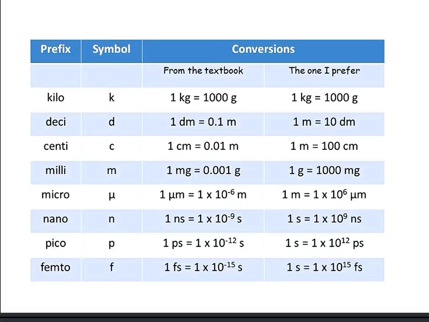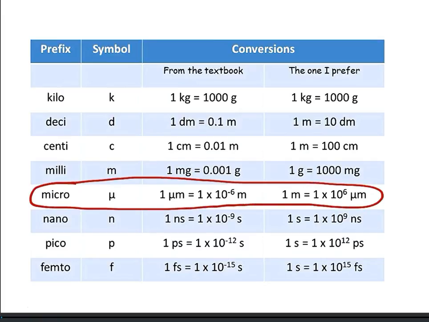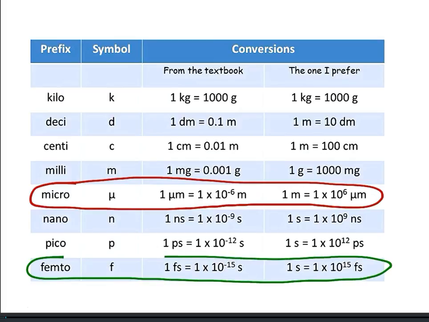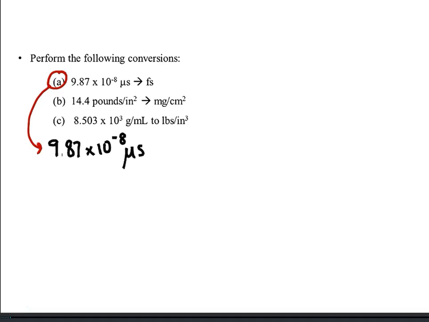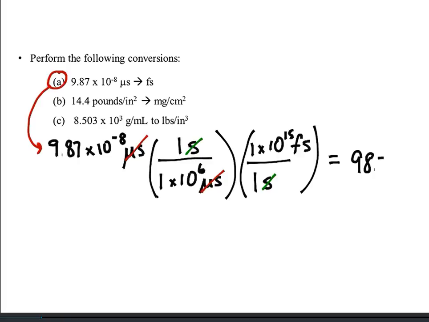These are the prefixes that you need to remember. Micro is here, so if we convert from microseconds to seconds, then we can convert from seconds to femtoseconds. So this is our conversion from microseconds to seconds. Microseconds goes on the bottom so that it cancels, and then femtoseconds goes on the top so that seconds cancels, and that gives us units of femtoseconds, so we have 9.87 or 98.7 femtoseconds, or 9.87 times 10 to the first.